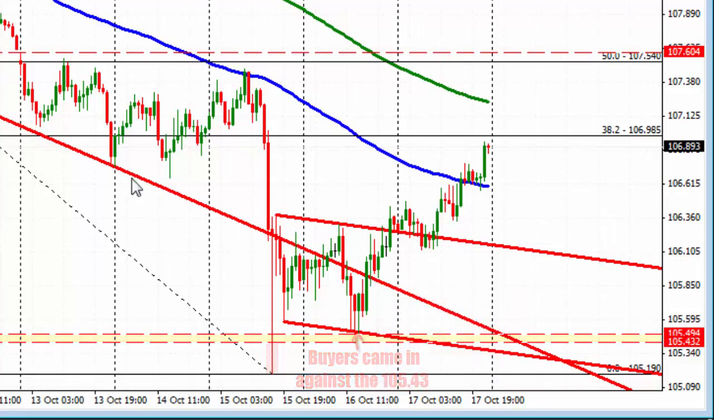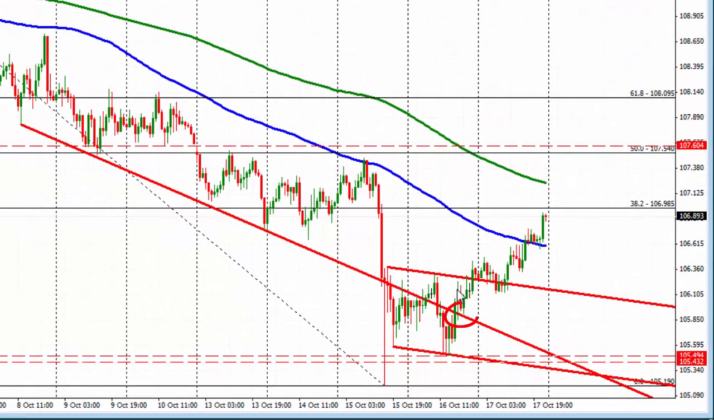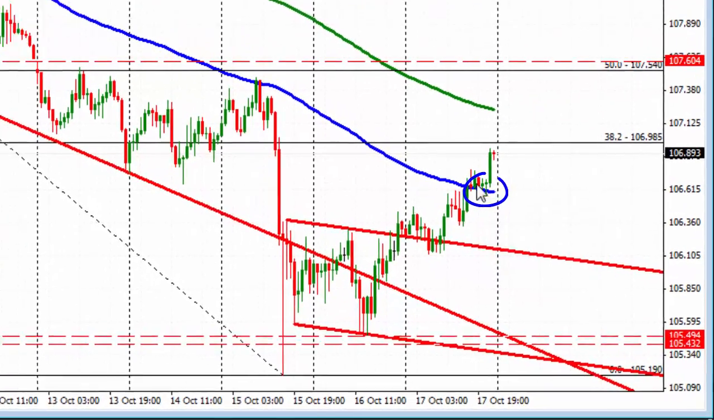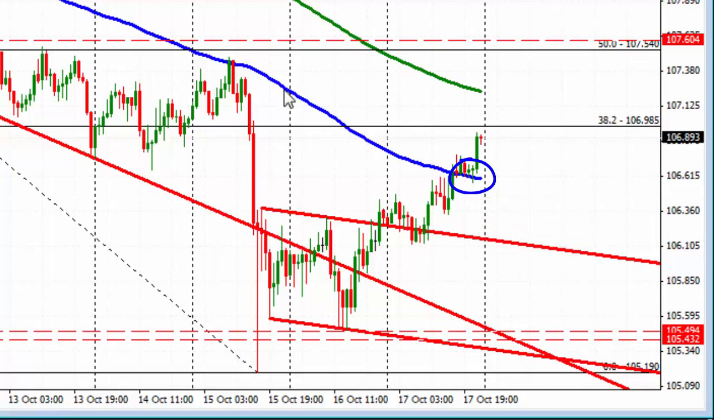We started to base above, move back above this trend line on Thursday, closed above this topside trend line, which is a parallel to here. And on Friday, we had a slow grind. But what did we do in the New York session? We moved above the 100-hour moving average.